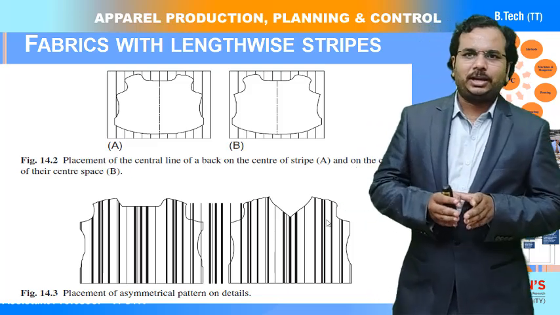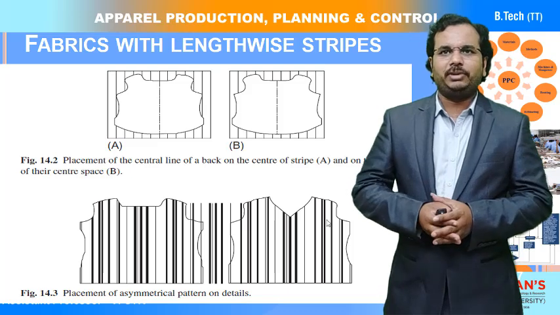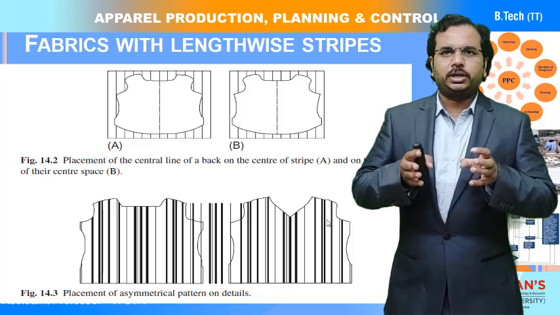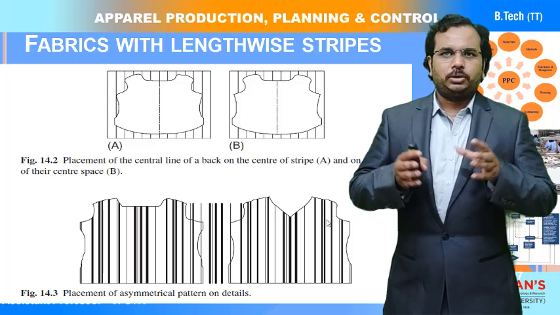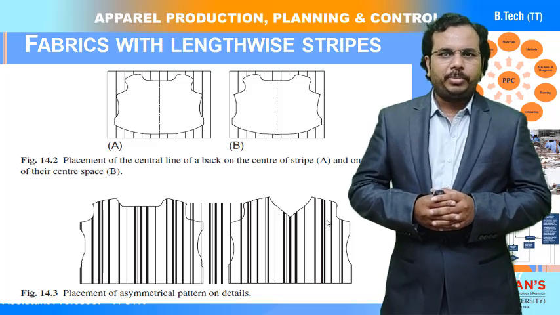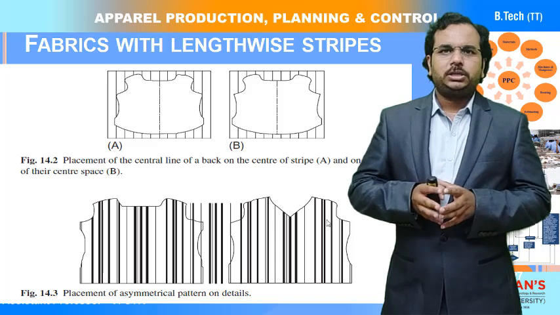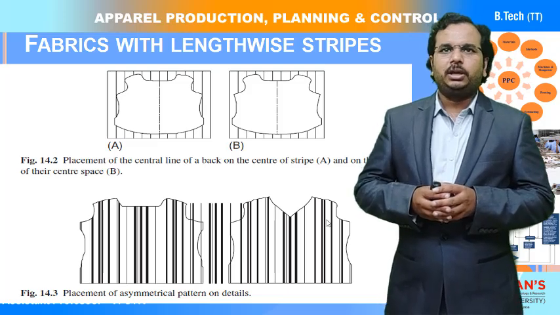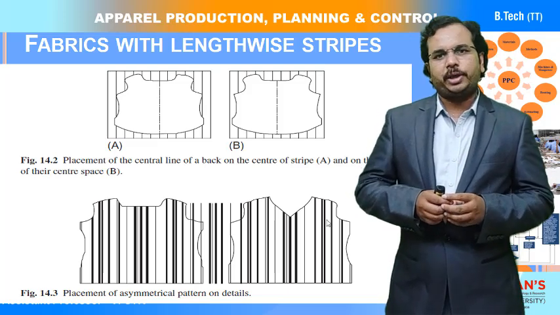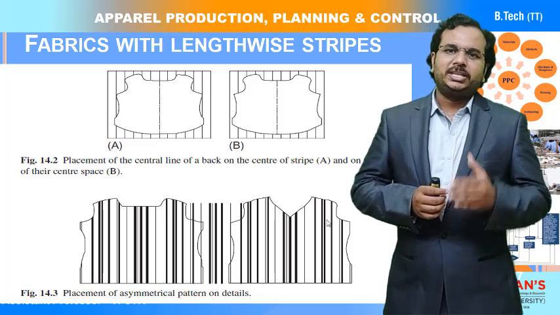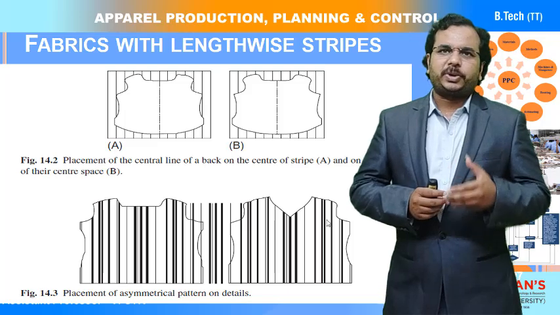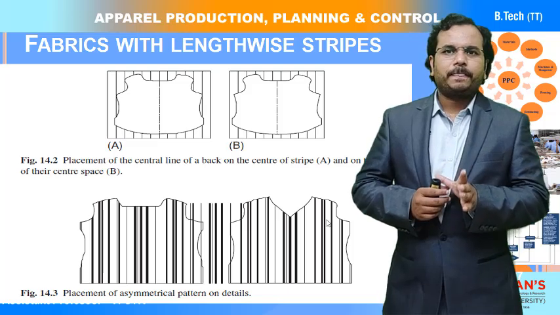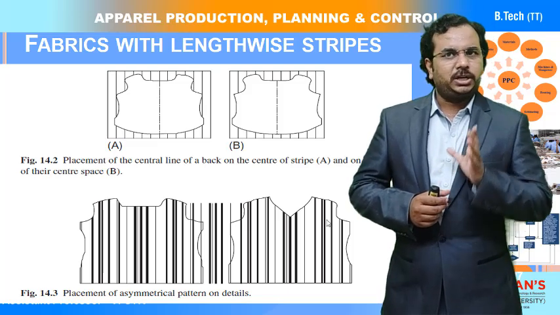of a central line, that is the grain line or center line we are talking about. You can see the back on the center of the stripes. The back panels are kept on the fabric, and you can see how the patterns are placed on the fabric by considering the stripes of the fabric. So as per the stripes, we keep the pattern according to the stripes of the fabric.